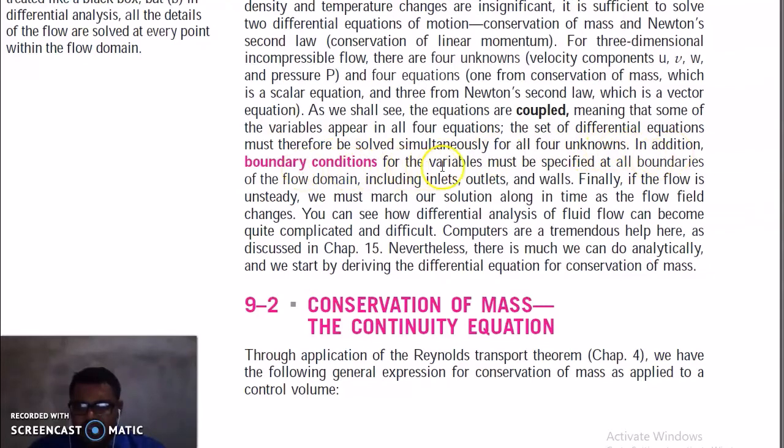In addition, boundary conditions for each variable must be specified at all boundaries of the flow domain. Nowadays computers are used to solve these equations.